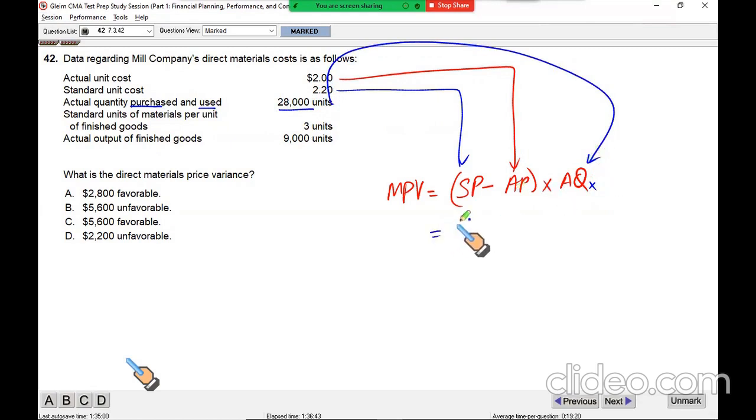So just plug in the number. Standard price is 2.20. Actual price is 2, multiplied by the actual quantity, that is 28,000. And just simplify. I told you when the result is positive in my formulas, it's a favorable variance. So when you solve, you get a nice, beautiful, lovely number of $5,600. So that is plus. That means it's a favorable one. And you're going to go for C, 5,600 favorable.